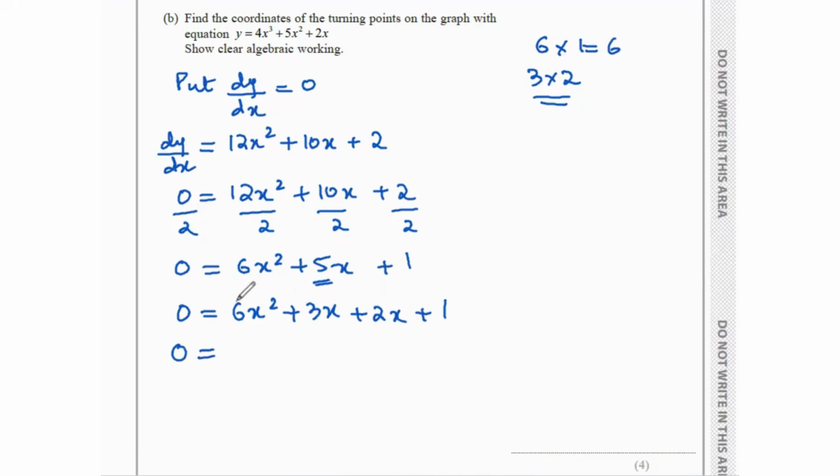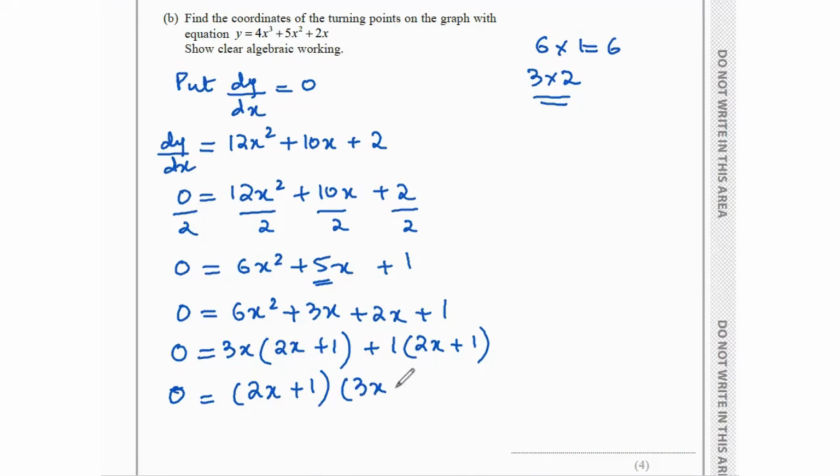Now we split the equation into two groups. The first two terms make one group and the last two terms make another group. In the first group, we have 3x common. So we're left with 2x plus 1 in the bracket. In the last two terms, we have 1 common. So we're left with 2x plus 1 in the bracket. Between 3x and 1, we have 2x plus 1 common. So that leaves 3x plus 1 in the other bracket. So one value of x is negative 1 over 2 and the other is negative 1 over 3.